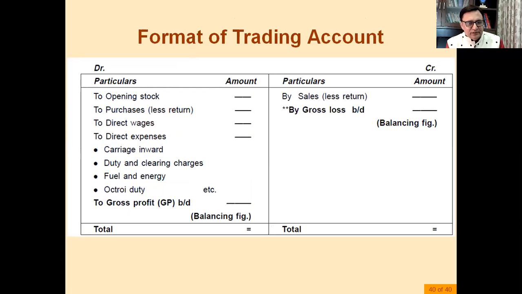So on the debit side you have the opening stock of finished goods, purchases, direct wages, direct expenses, all direct expenses like carriage inwards, duty and clearing charges, fuel and energy, octroi. So all this will be on the debit side. And on the credit side you have the sales, and naturally the credit side will be more. If there is a profit, gross profit, then on debit side you will write gross profit brought down. If you have a loss, by gross loss brought down, the figures will be there. So this is the format of trading account which we usually follow in plus one and plus two.